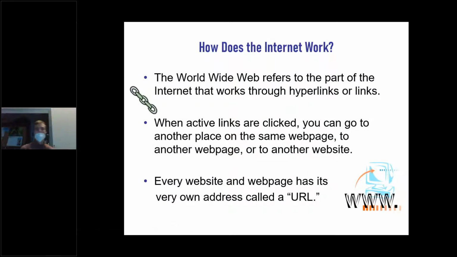So how does the internet work? As I said, the World Wide Web is that user-friendly part of the internet that works through hyperlinks or links. It allows us to go from one page to another, one website to another through the use of clickable links. As I said, links could take us to a few different places. It might take us to another place on the same page. You may have seen this before, where you click on a link and it automatically scrolls down to something else.